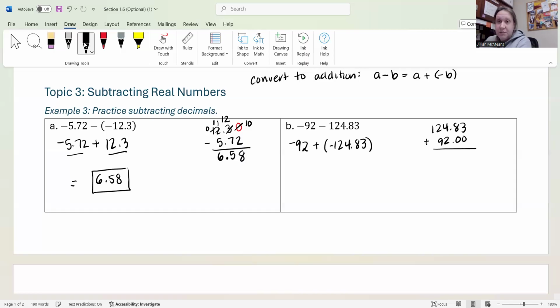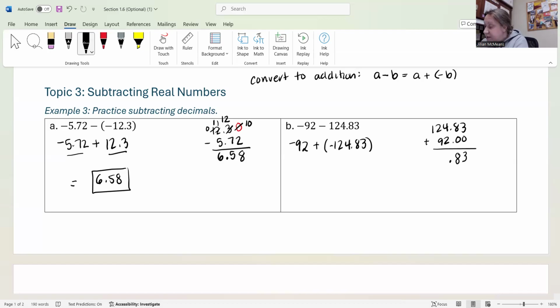Notice I added a decimal and zeros at the end of 92. I just want to make sure decimal points line up vertically and that I have digits in each column that I'm adding. So I'm going to start with 3 plus 0, which is 3. 8 plus 0 is 8. I'm going to drop down my decimal point.